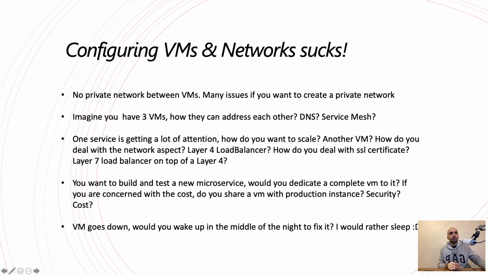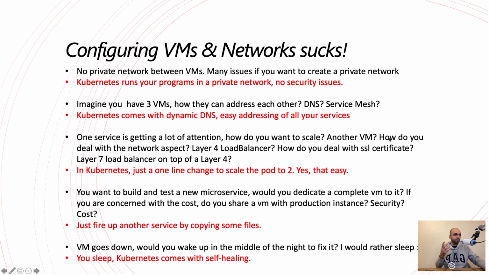And let's see how Kubernetes is giving you good responses in here. Okay, for the first one, the private network between VMs, it's pretty hard to implement it. But Kubernetes actually runs your program in a private network. Basically, there are no security issues and a private network is given to you. The second issue that we had, regarding probably 3 VMs, was how they are going to address each other. Actually, Kubernetes comes with some kind of dynamic DNS, so you don't have any issues in there again.